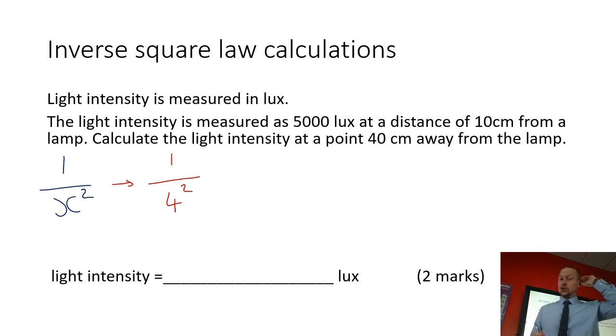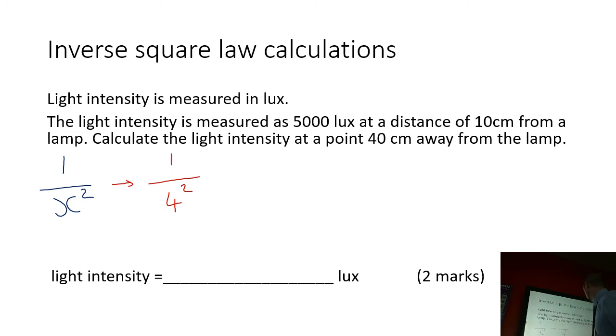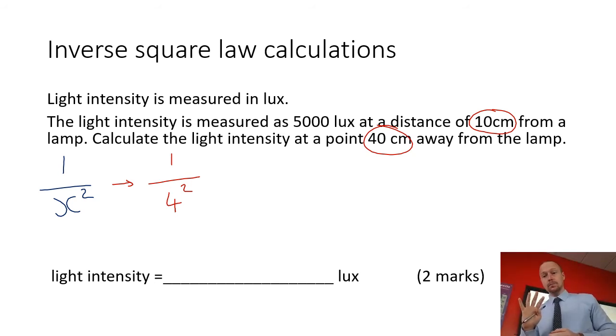Right, the inverse square law. Because it's inverse, that means it's 1 over something, and because it's a square law, we'd need to square that number. So it's 1 over x squared. The lamp was a distance of 10 centimeters. Now it's moved to 40 centimeters, so x here is 4.